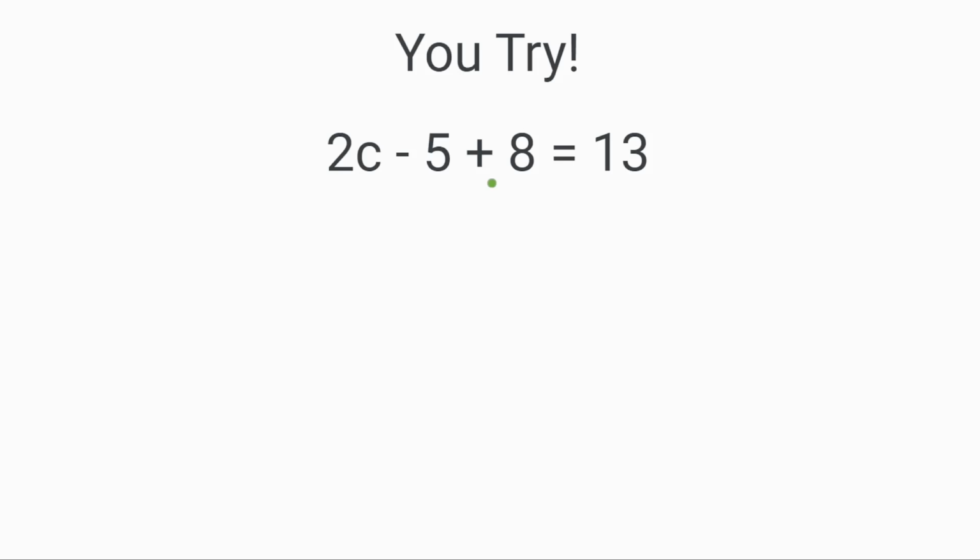The first step is to combine your like terms, because this minus 5 and plus 8 are both constants. So we can go ahead and combine them. That would leave us with 2c, and then we have negative 5 plus 8. Well, that leaves me with a positive 3. And then we have our equals 13 there.